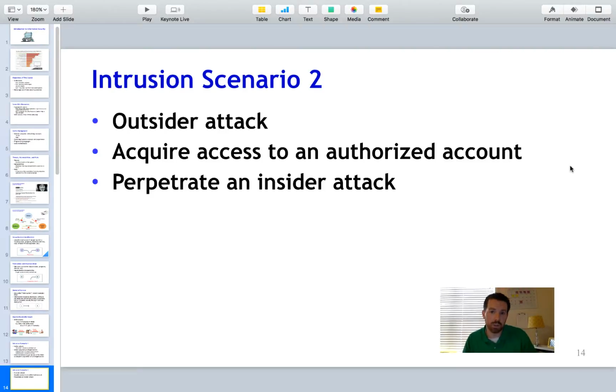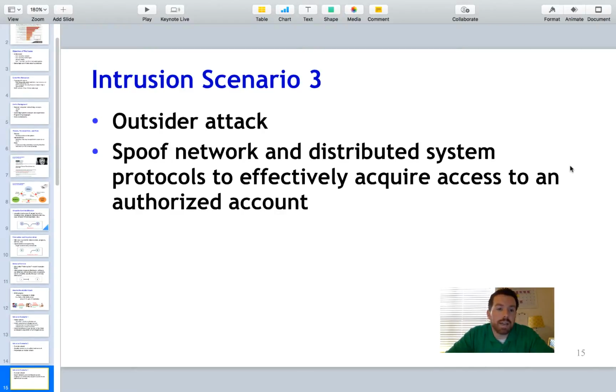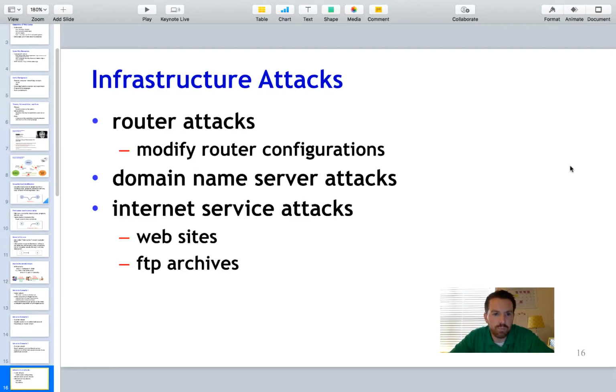So what an attacker will do is, using social engineering, getting someone to give up their username and password somehow or another, they will log in using the VPN and be able to access all those resources on the inside of the network. Or they'll log into your email, or be able to access information that way. And there's always something juicy there that I've found that I can exploit and further take advantage of. So an outsider attack, they spoof a network and then distributed system protocols to effectively acquire access to an unauthorized account. This kind of goes hand in hand with what I was just talking about.